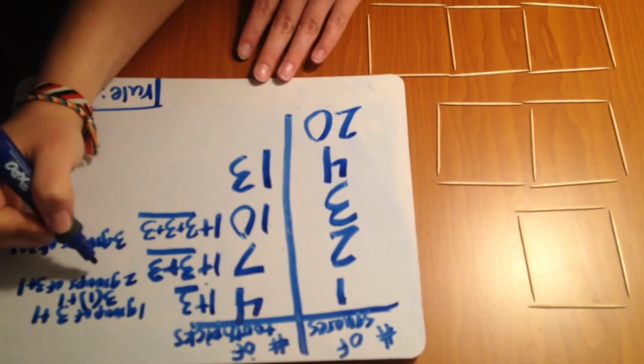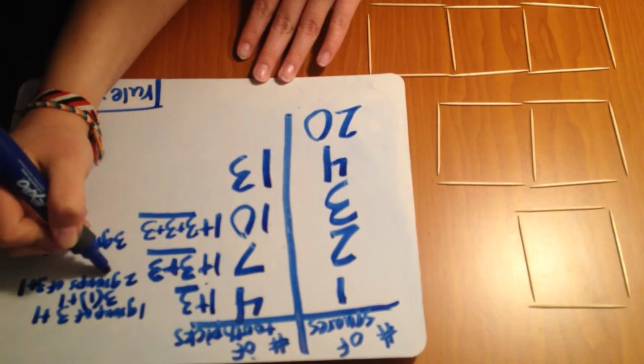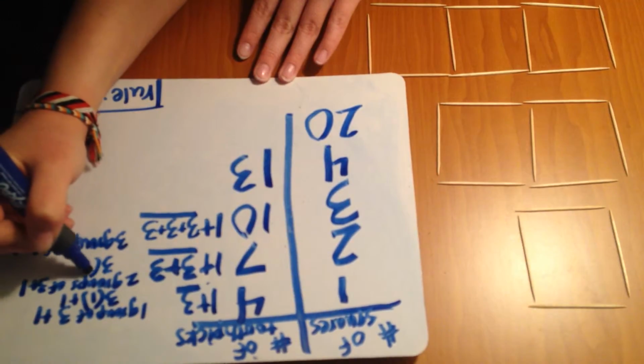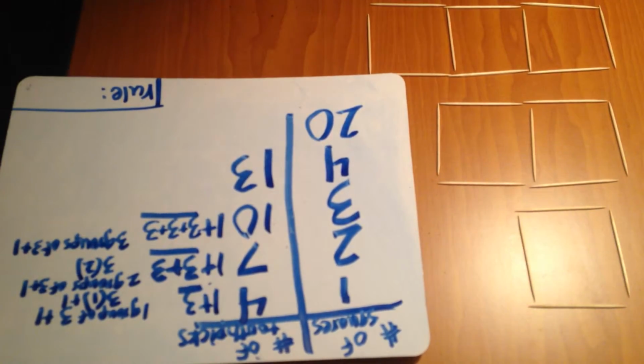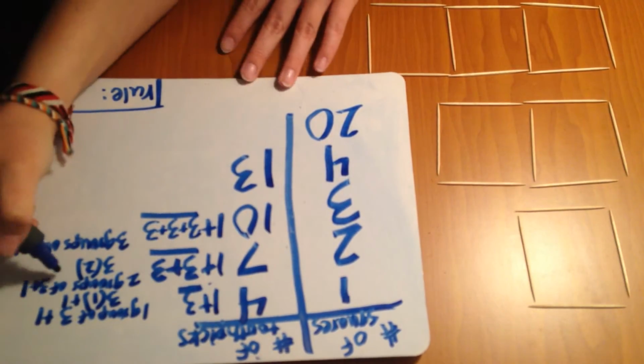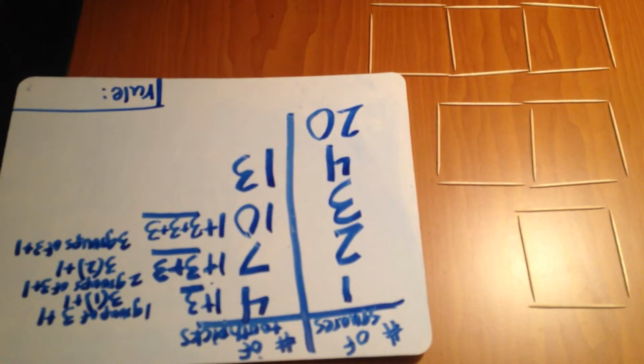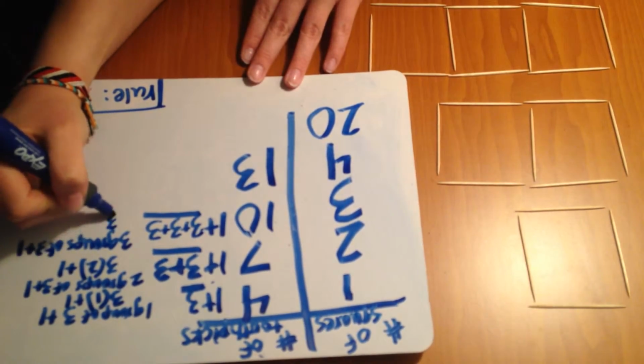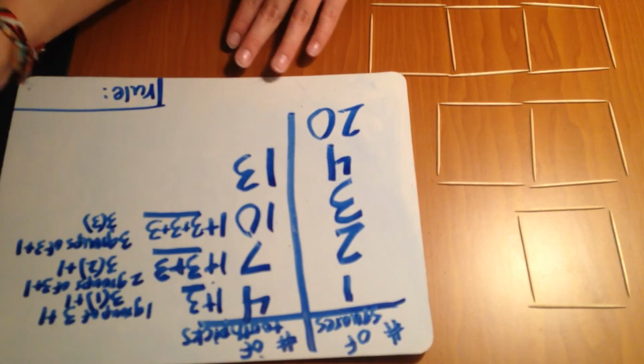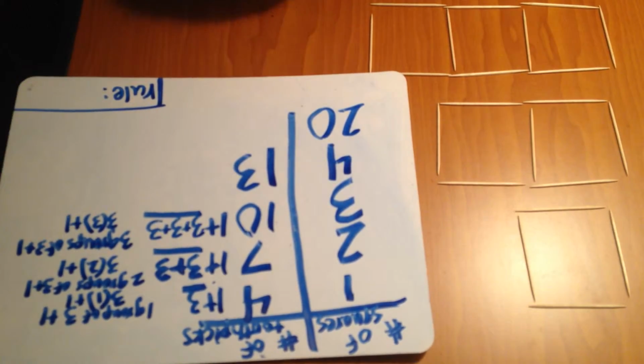And then I know that if I have 2 groups of 3, that is the same as saying 3 times 2. Then I'm going to go ahead and add my 1. And then I have 3 groups of 3. I'm going to go ahead and add my 1.